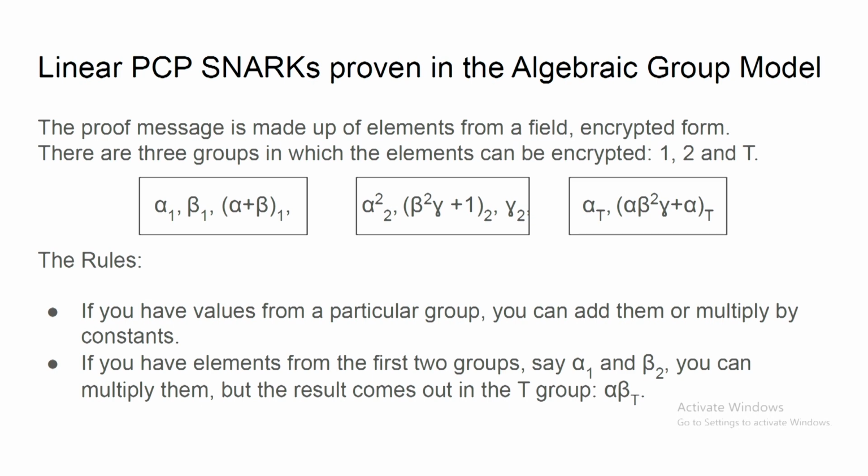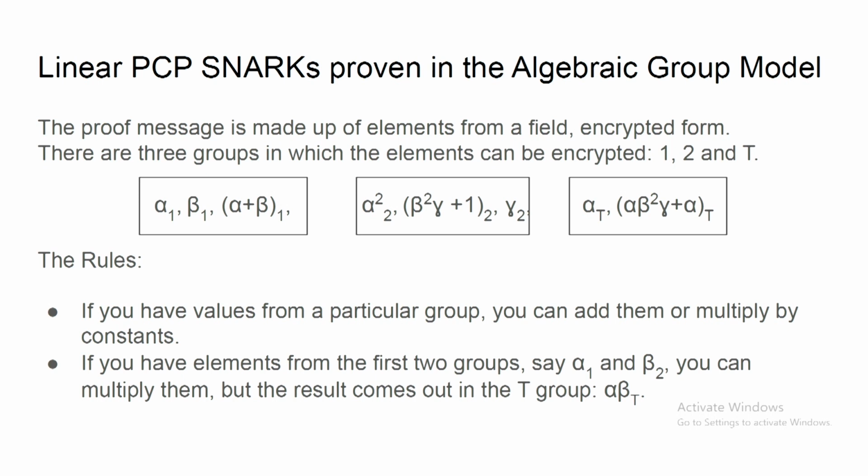So the linear PCP SNARKs, at least in our development, are proved secure in the algebraic group model. And what this basically means is that there's something called a bilinear elliptic curve pairing, which is a sort of abstract mathematical object. But the key rules that are thought to hold for this object is that you can have field elements that belong to one of three groups. They can belong to group 1, group 2, or the target group, group T. And there are only very limited rules that the parties participating have for manipulating these encrypted field elements.